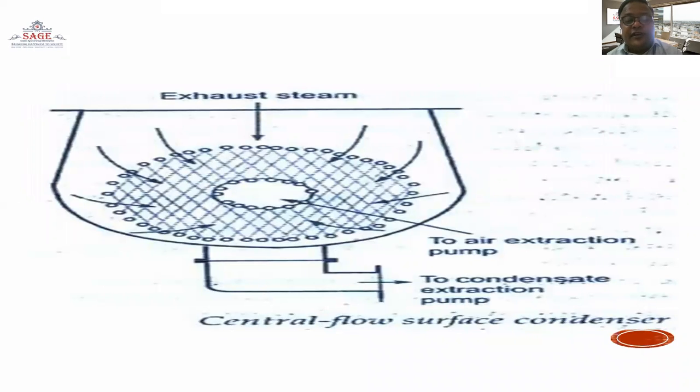The central flow surface condenser is depicted in this figure. So exhaust steam is coming from the top and side from the turbine sections, and air extraction is done by the air extraction pump, and the condensate is also collected as usual in the downflow type of condenser. This is also done here. The condensate is collected in the bottom side of the condenser.